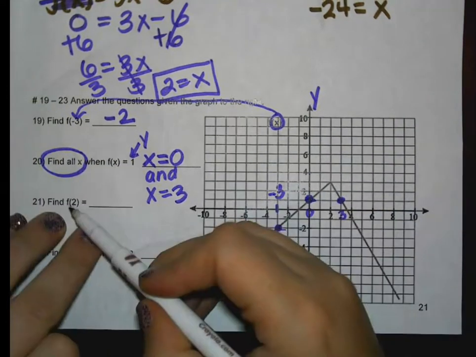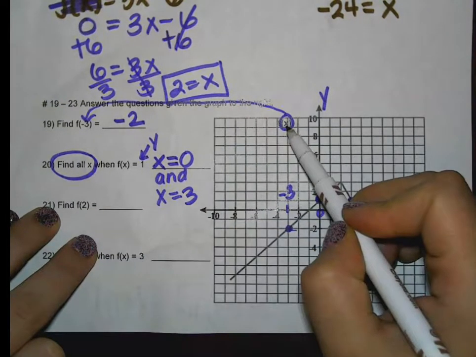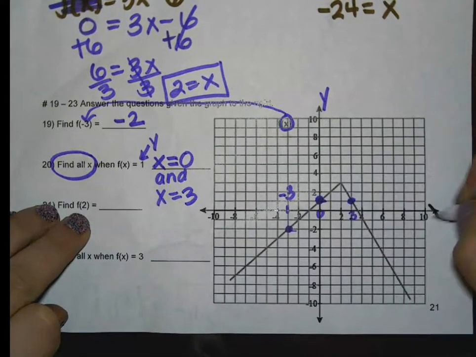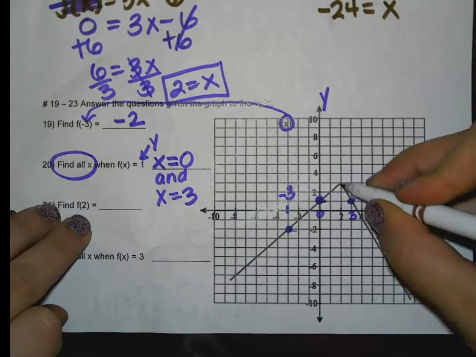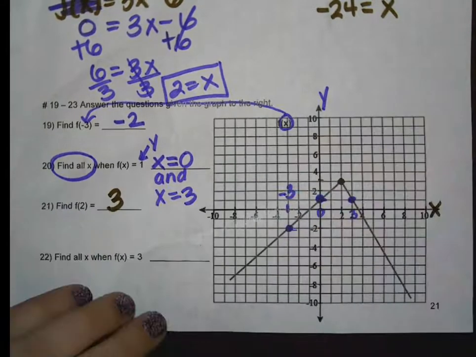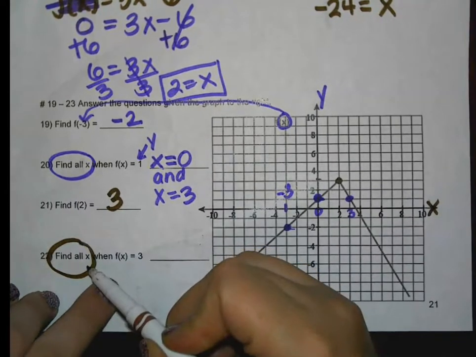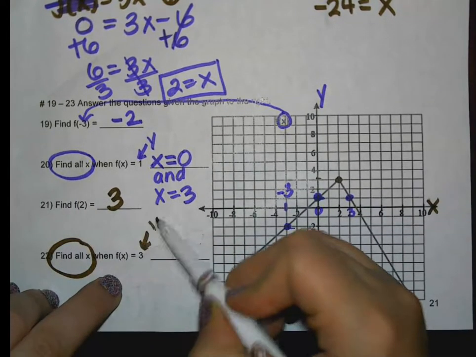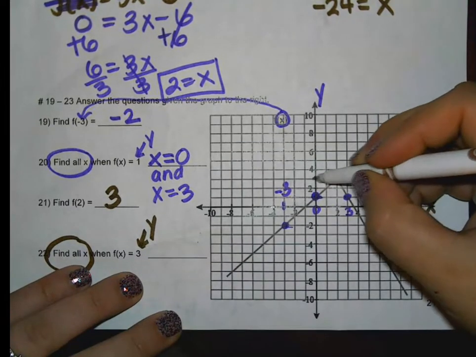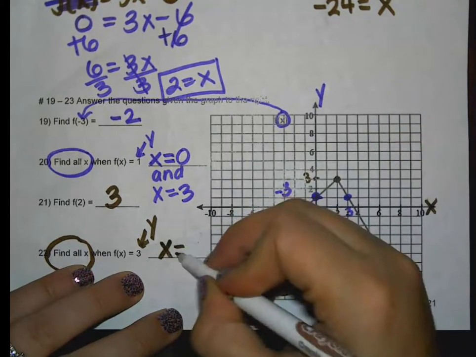Okay, next it asks us to find f of 2. So instead of x, we're going to go to 2 on the x-axis here. And it wants to know what y is. So that would be 3, or the output. Then it says find all x. So if they're asking us to find x, then this is the y. So we go to the y-axis and we go to 3, so right here. And that would be when x is 2.